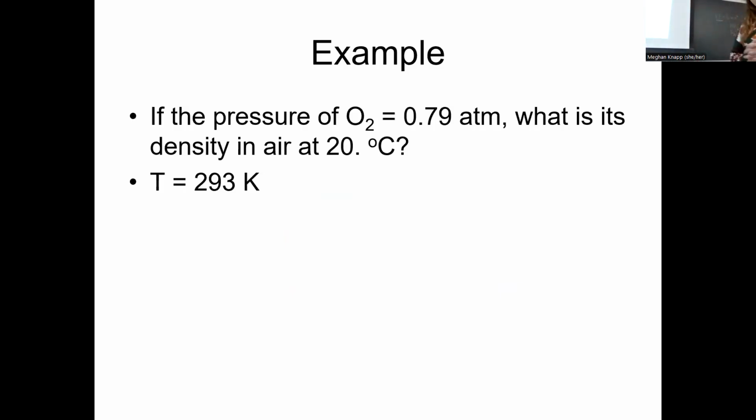Okay. So if we have the pressure of a gas, oxygen, is 0.79 atmospheres, and we want to know what its density in air is at 20 degrees Celsius. We have to remember that we have to use Kelvin, right? So we can't use the 20. The reason why this says 293 is I added 20 plus 273.